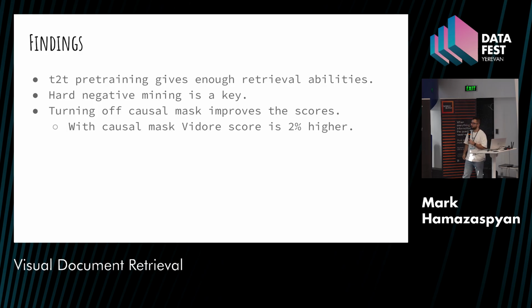Hard negative mining is key. Whenever we change the data from in-batch negatives to hard negative mining, we always see improvements. So whenever possible, even from the first stage of the training, we can do it with hard negatives and it will give us better scores.